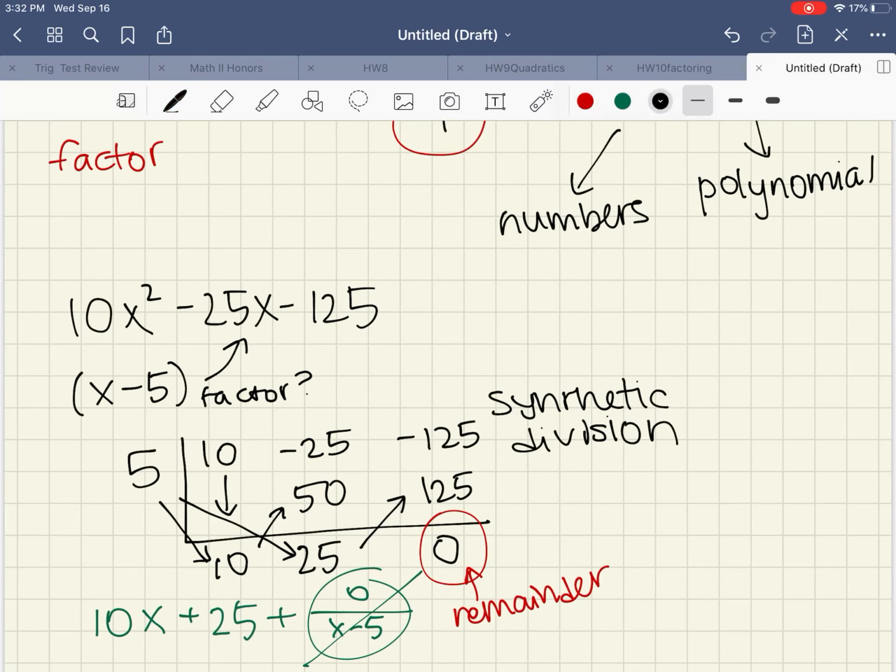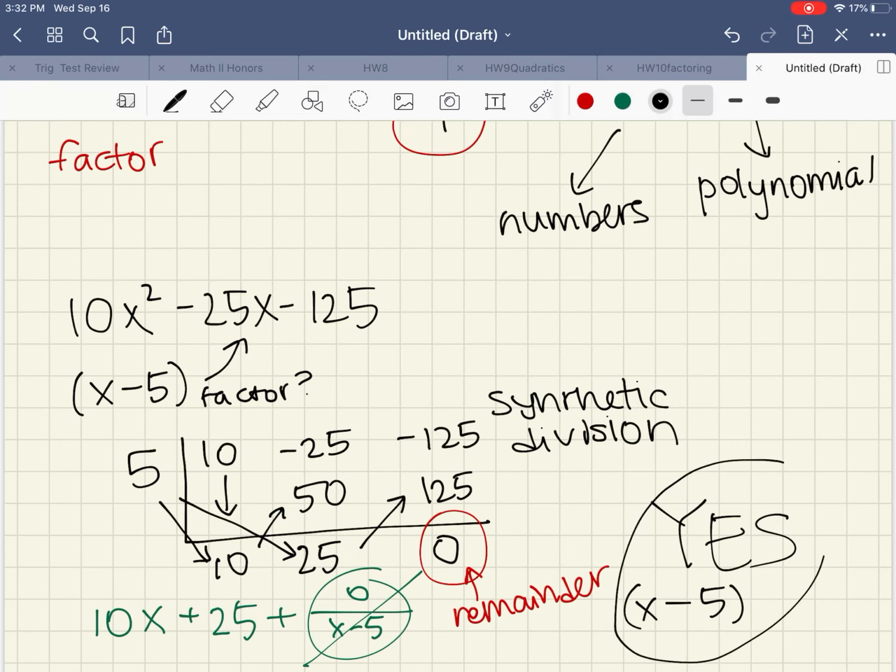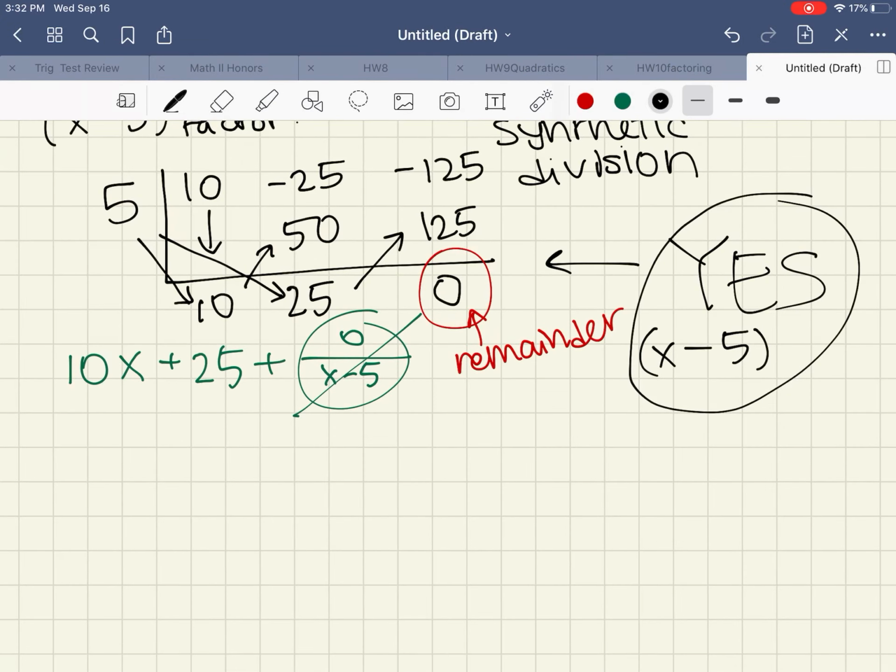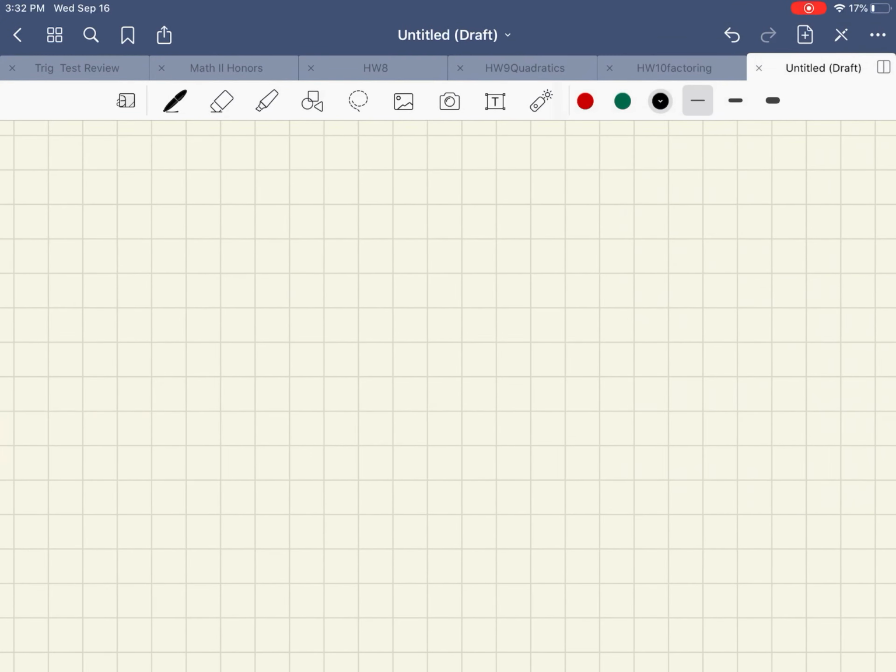Remember that the factor theorem says that if anything has a remainder of 0 when we divide, it is a factor. So yes, x minus 5 is a factor because the remainder is 0 when we divide it. Make sure you understand that synthetic division part before we move on. Factors come in handy if I'm trying to find the rest of the factors of an equation.